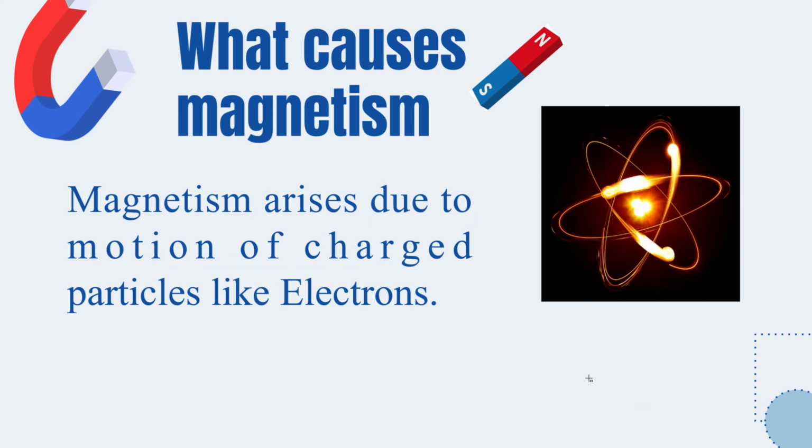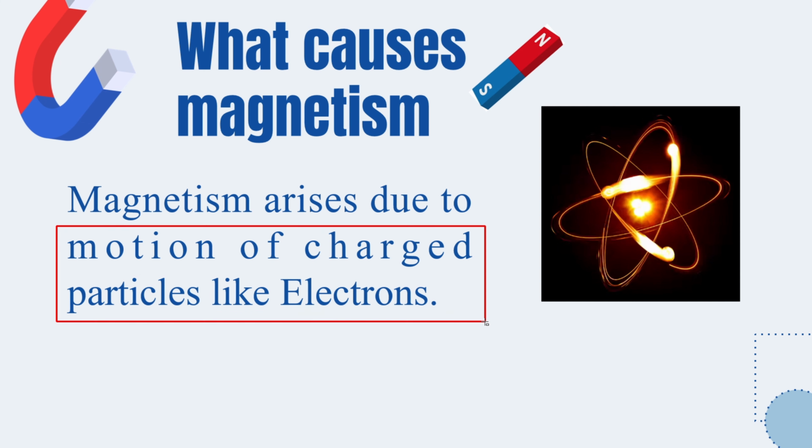After that, the important thing to know is what causes magnetism. Magnetism arises due to the motion of charged particles like electrons. As we have already studied, magnetism is the interaction between a magnetic field and the motion of charges. So whenever there is motion of charged particles like electrons, as a result, magnetism is going to be studied in that specific system or phenomenon.